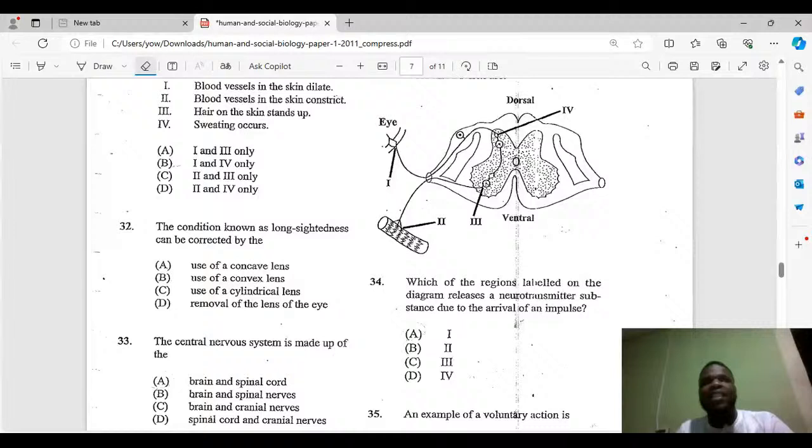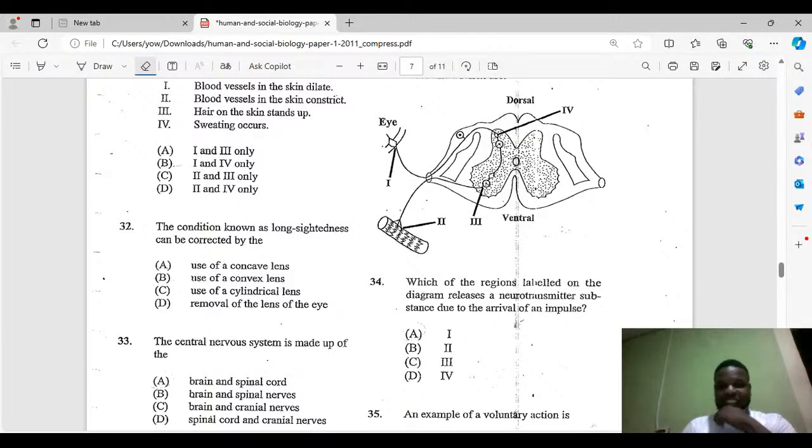Because all your sense organs would release neurotransmitters depending on the impulse, whether that is sound, whether that is light, whether it is a smell, all of those things. So the answer would be any sense organ that's there. Then just draw the eye there, so it would be the eye.